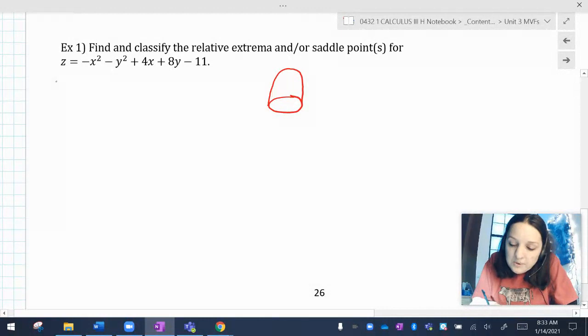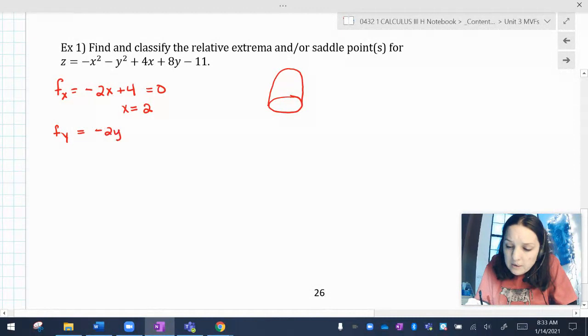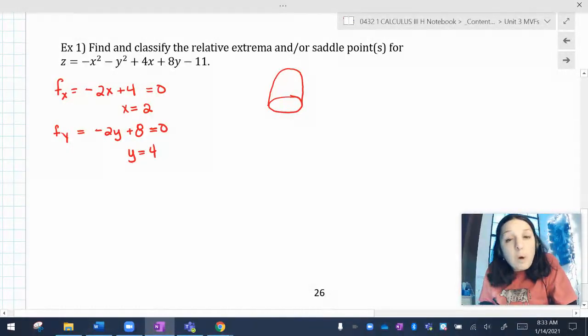All right, so there's z. So f sub x is going to be what? Negative 2x plus 4. I want to know when that equals 0, and that's going to be when x equals 2. f sub y is negative 2y plus 8. I want to know when that equals 0, and that's going to be when y equals 4.